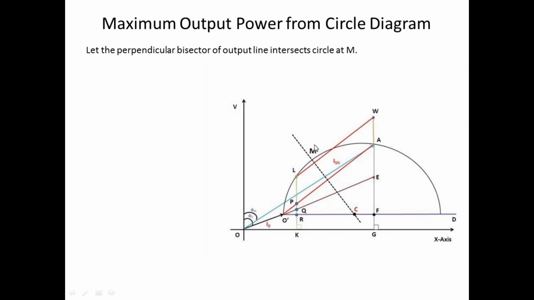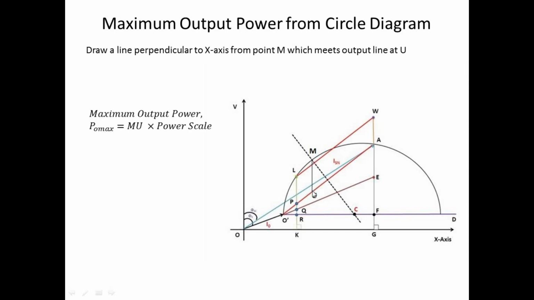This point M is on the circle corresponding to maximum output power, and in order to find the maximum output power, we have to draw a perpendicular line to the x-axis from M. Let this line meet the output line at U. Hence, MU is the line corresponding to maximum output power, and we can find the value P_O max by measuring MU and multiplying by the power scale. Hence, we can find the maximum output power. This MU is perpendicular to the x-axis from M.